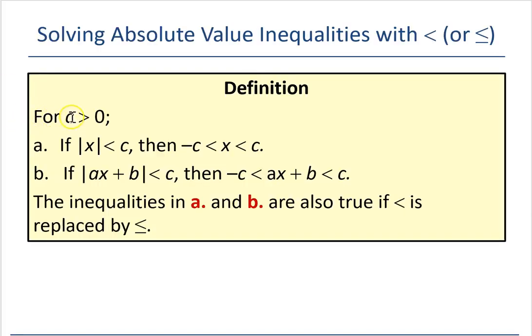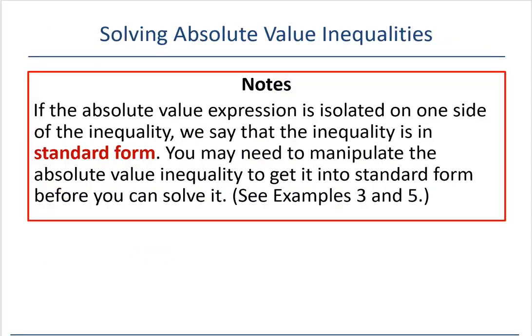So, for any constant greater than 0, if the absolute value of x is less than the constant, then we need to make sure to write it as, remember, because absolute values can have a plus and a minus because it's distance, we're just going to say that x can be either one of those, just like what we did in the last sections. Same thing if we have an expression with an absolute value that's less than a constant, then we can also express that as a negative c or a positive c. And the inequalities in A and B are also true if they use less than without the equal sign.